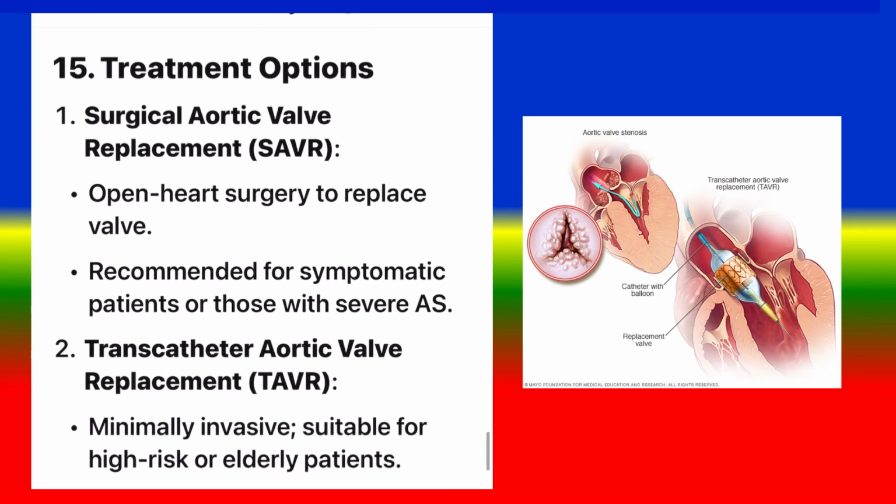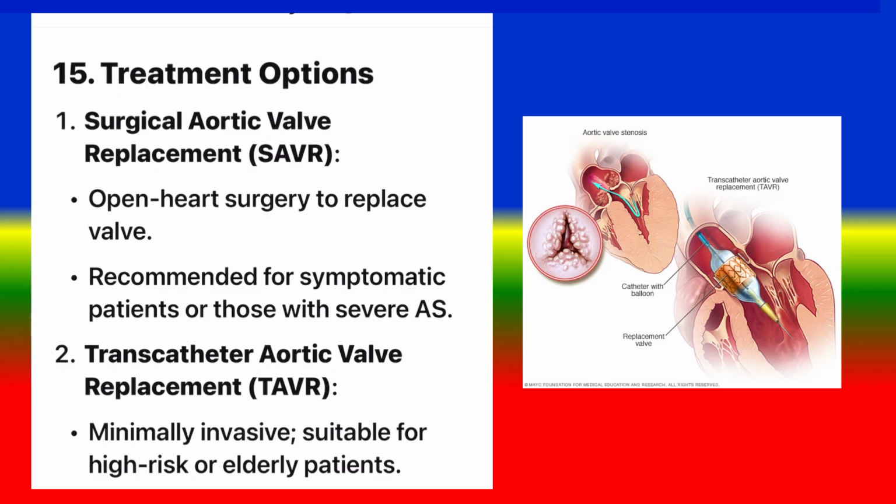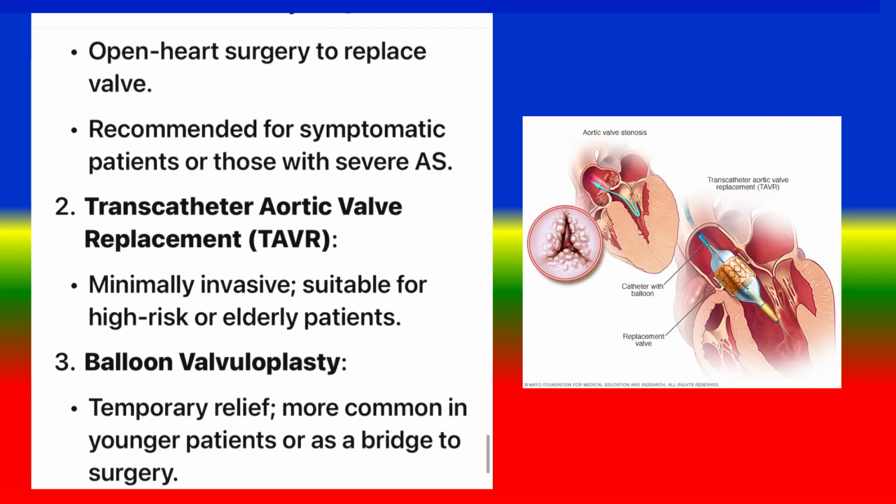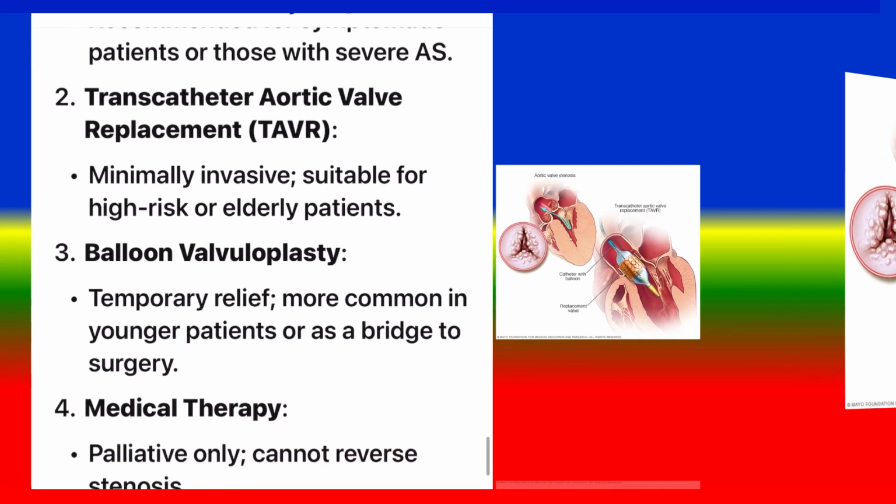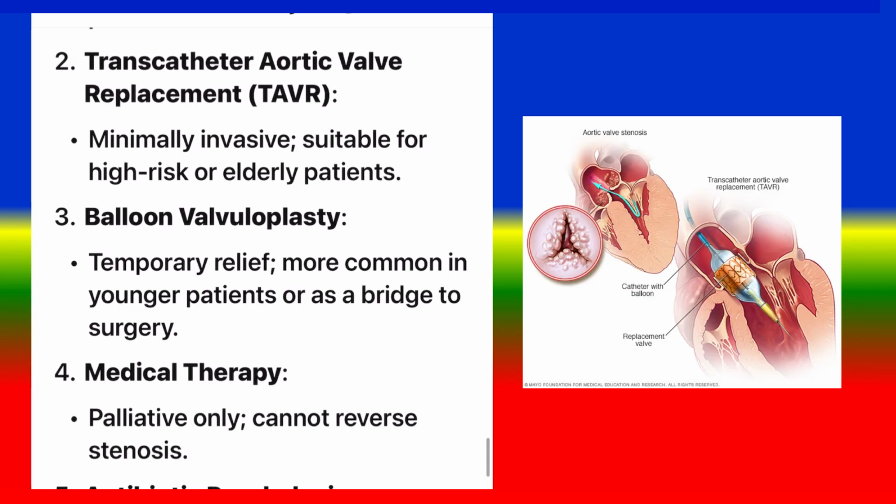15. Treatment options. 1. Surgical aortic valve replacement, SAVR. Open heart surgery to replace valve, recommended for symptomatic patients or those with severe AS. 2. Transcatheter aortic valve replacement, TAVR. Minimally invasive, suitable for high-risk or elderly patients.